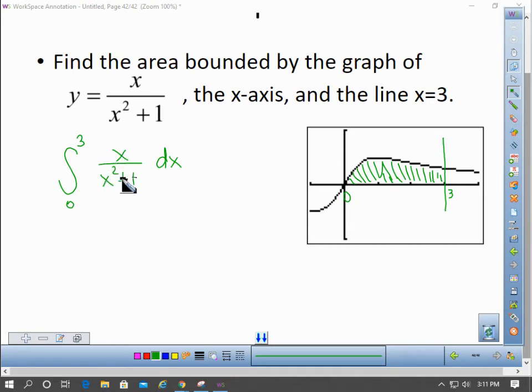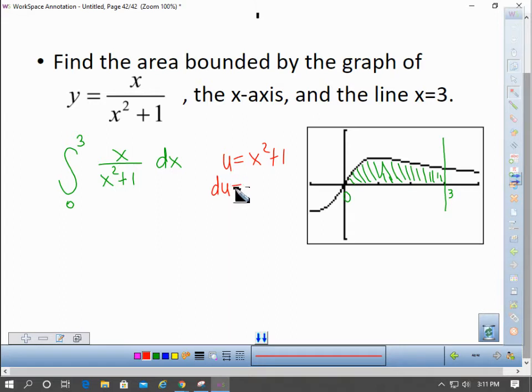It looks like a natural log problem because the derivative of x squared plus 1 is 2x, and I have an x up here, I just don't have the 2. So I'm going to do a u substitution. I'm going to let u be the denominator, x squared plus 1, because its derivative is almost in the numerator. We're just missing a coefficient. So du is going to equal 2x dx, and then I solve for dx, so I'm going to divide the 2x to the other side.